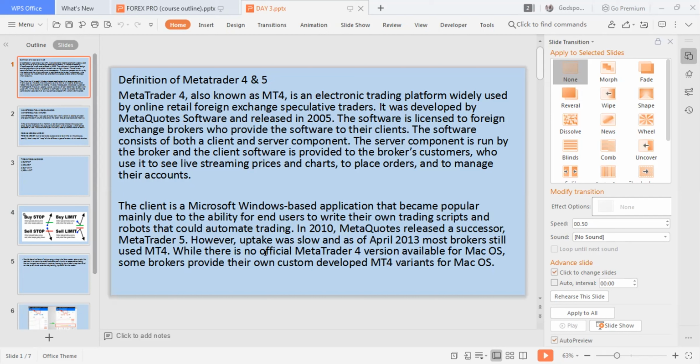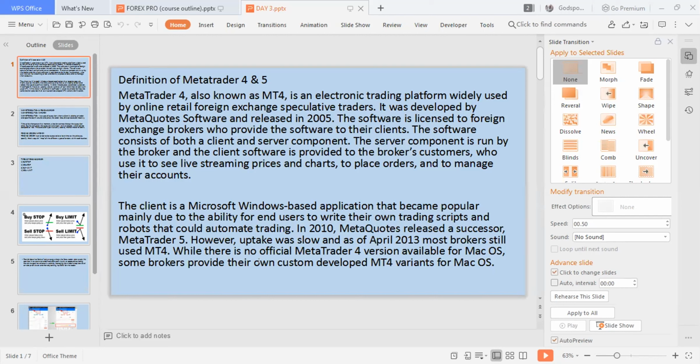Now, the truth about it is the client is a Microsoft Windows-based application that became popular mainly due to the ability for end users to write their own trading scripts and robots that could automate trading. Now, class, for the advanced class, day 2, I will teach you how to set up MetaTrader 4 on your laptop. Even if you don't have a laptop, there's no problem. So many people attended this training even when they didn't have a laptop, and later they got to purchase their laptop. There's no problem. Even till today, as I speak, I trade with my phone.